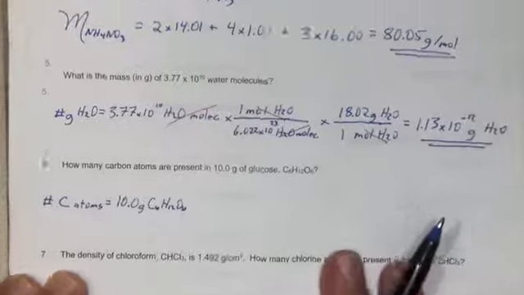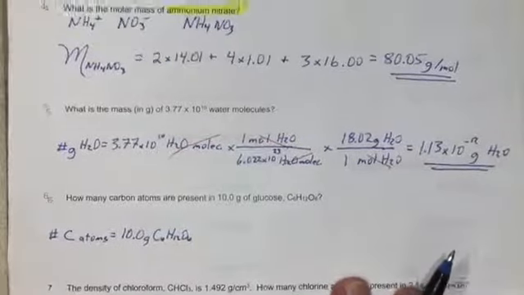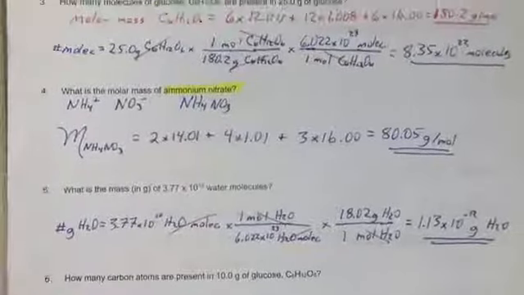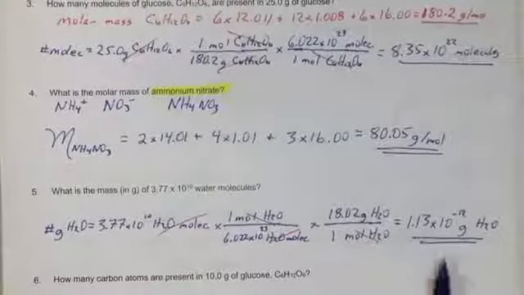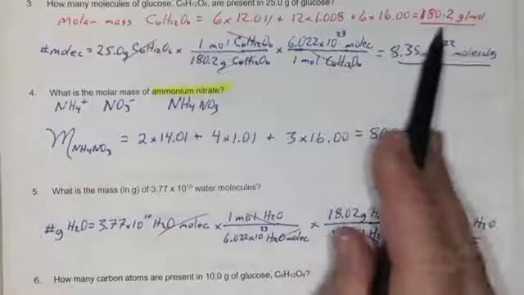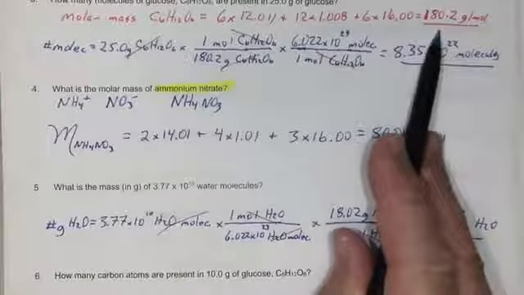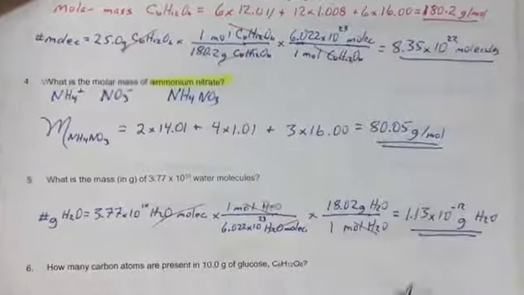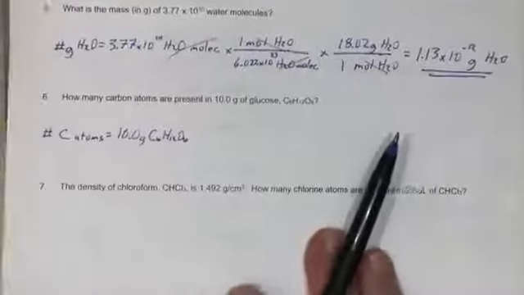Now at the top of the screen, you can see the molar mass of glucose, which we calculated earlier. 180.2 grams per mole is the molar mass of glucose. So I'll use that for question number 6.